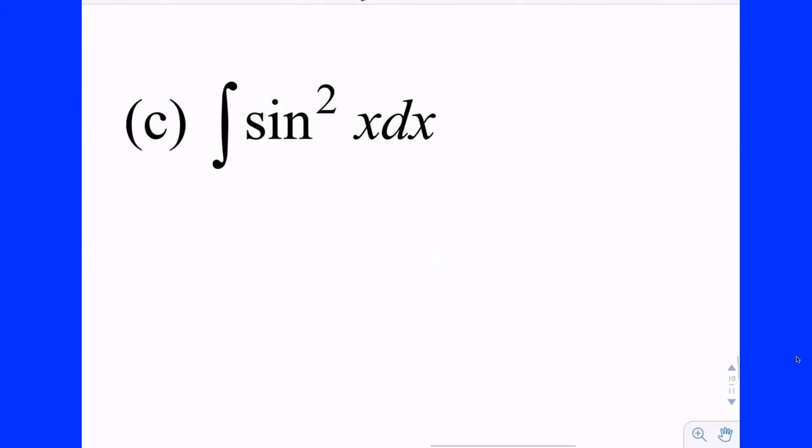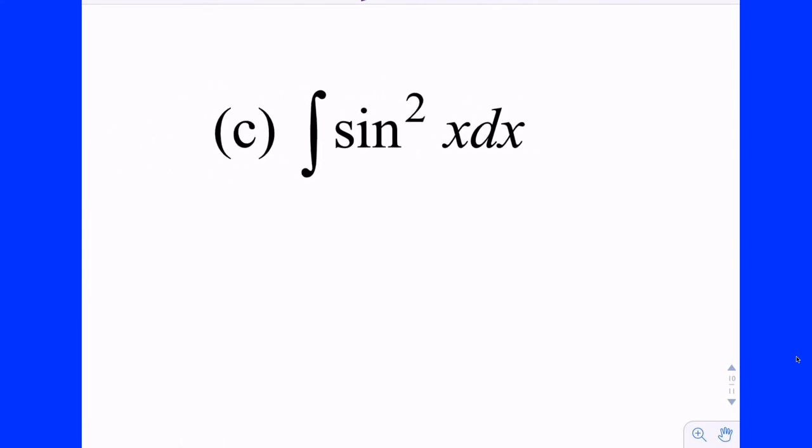All right, letter C. Sine squared. Ooh. 1/3 sine cubed? Almost. If only there were a cosine out there somewhere. Make one. Multiply by cosine over cosine, which is 1. It goes away. Yeah. No.